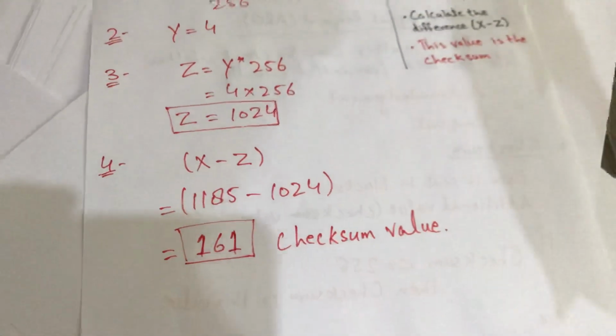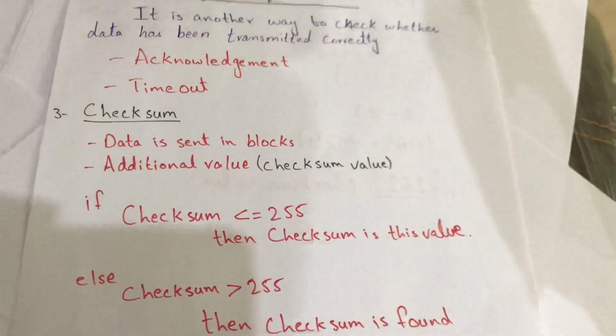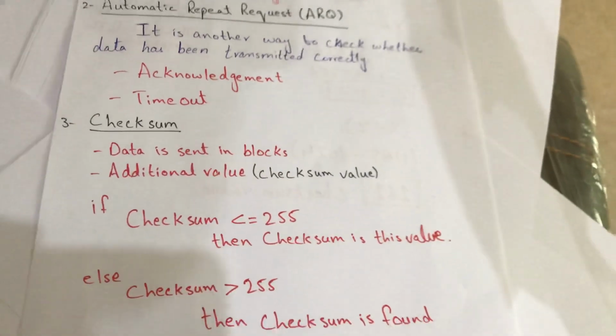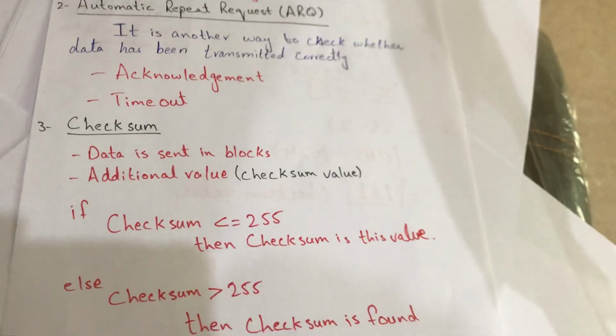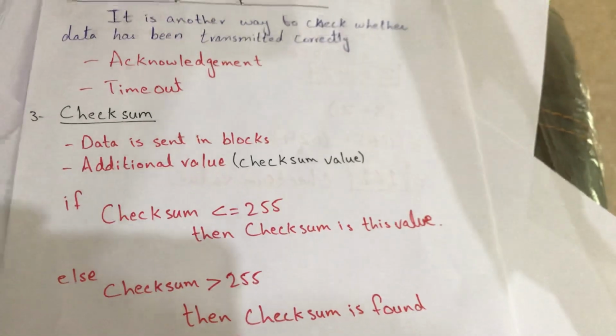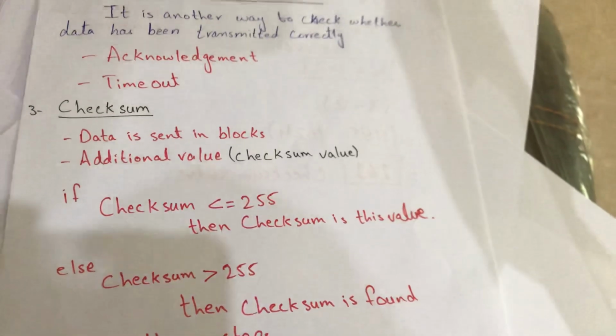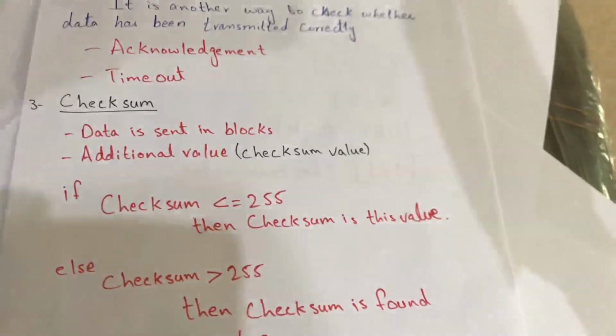This is the value which we will send with our data bytes to the receiver end. Then the receiver will calculate the checksum value. If both values are the same, then the data is transmitted correctly. If not, then the data was tampered with along the way.